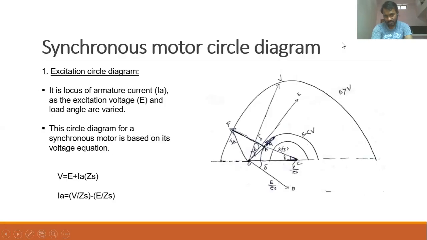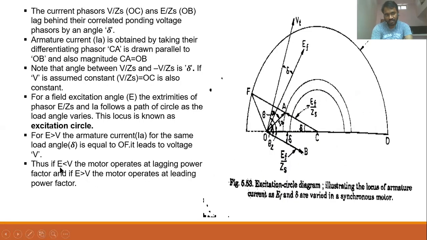You can even see this. This is the center when E is greater than V here. Next, this OF is the phasor, and the armature current value is equal to OF here.